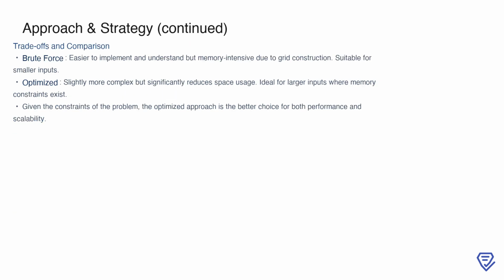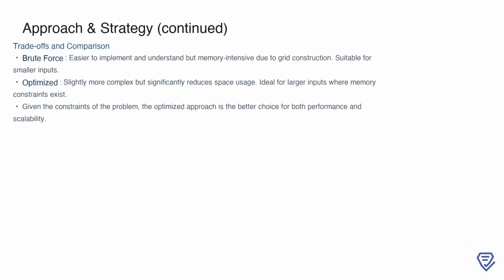When comparing the two approaches, the brute force method is simpler to implement and easier to understand, making it a good choice for smaller inputs where memory constraints are less of a concern. However, it becomes less practical for larger inputs due to the memory overhead of constructing the grid. The optimized approach, while slightly more complex in implementation, offers significant advantages in terms of space efficiency. By avoiding explicit grid construction, it is well suited for scenarios where memory usage is critical.